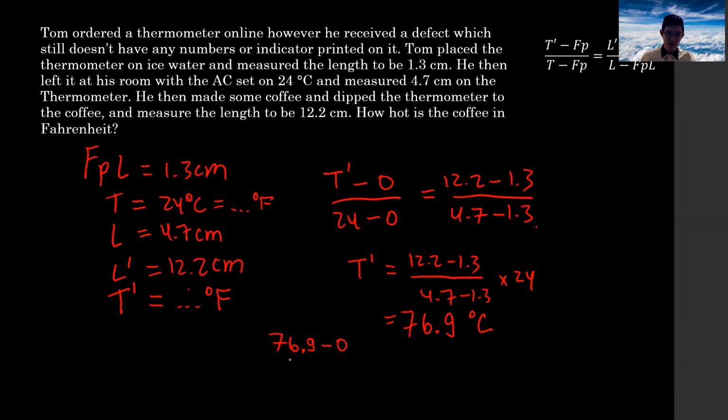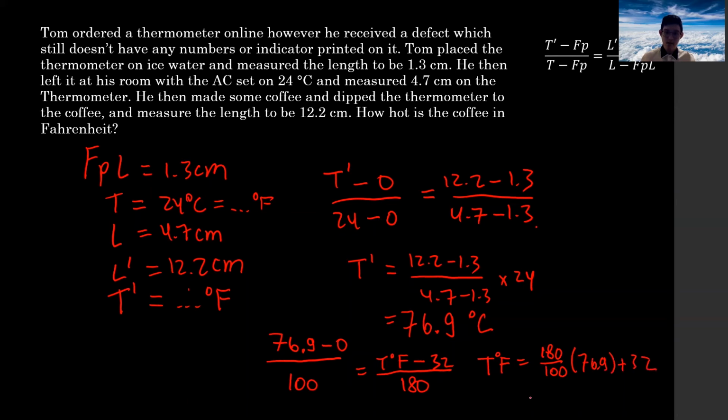So converting this, 76.9 minus the freezing point per range 100 will be equal to temperature in Fahrenheit minus 32 per 180. So temperature in Fahrenheit will be 180 per 100 times 76.9 plus 32, and that gives you 170.42 degrees Fahrenheit. There we go.